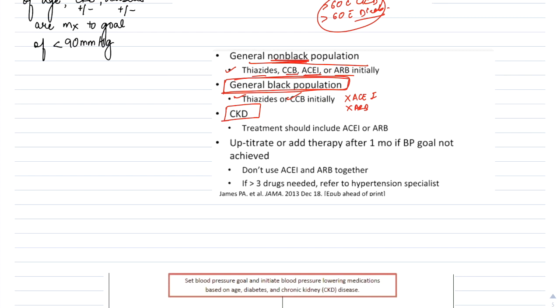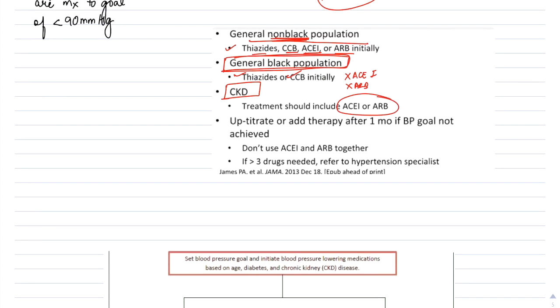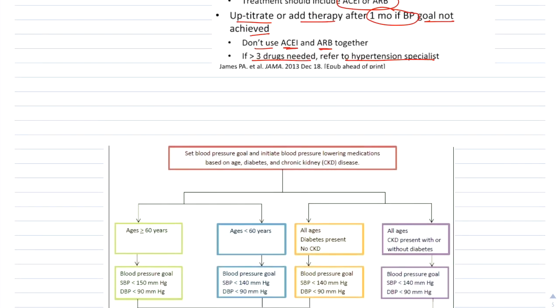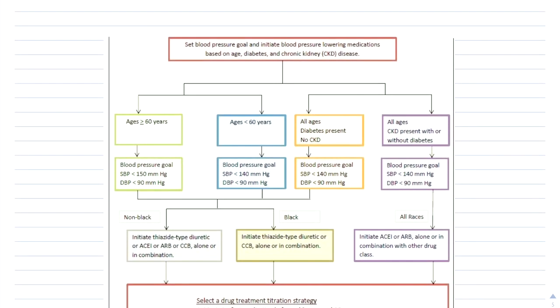For CKD patients, treatment should include ACE inhibitors or ARBs because they have a special role in decreasing proteinuria. There should be up titration or addition of therapy after 1 month if the BP goal is not achieved. And don't use ACE inhibitors and ARBs together, as we know they can cause refractory hyperkalemia. If more than 3 drugs are needed, refer to a hypertension specialist, because this is a case of refractory hypertension.